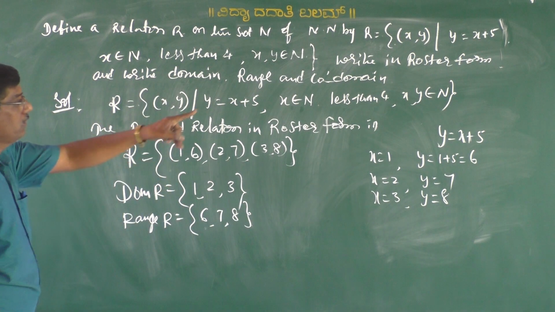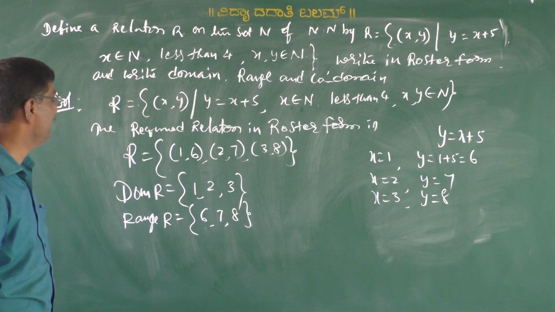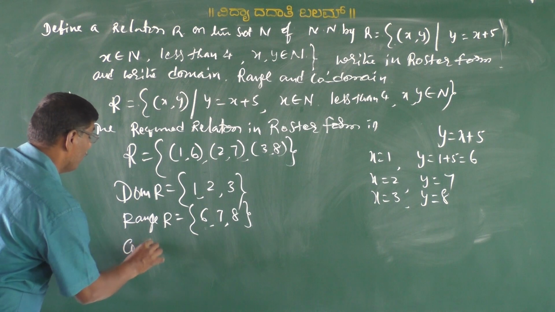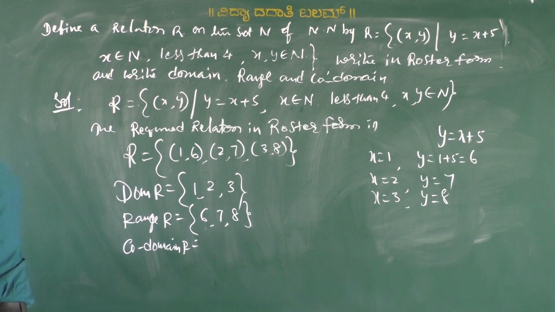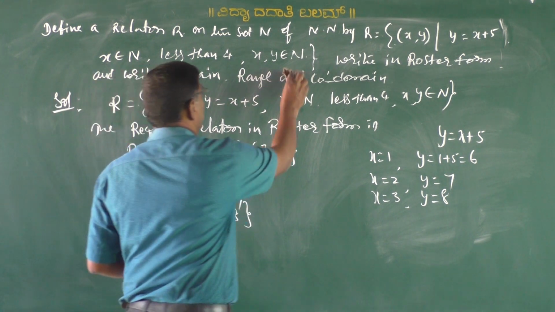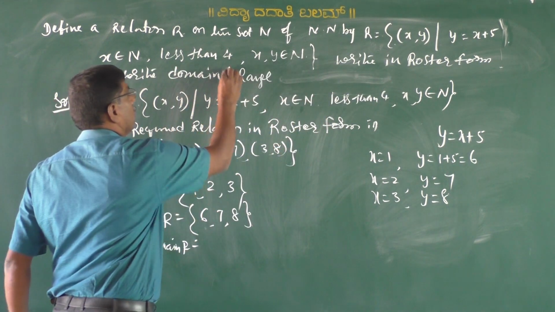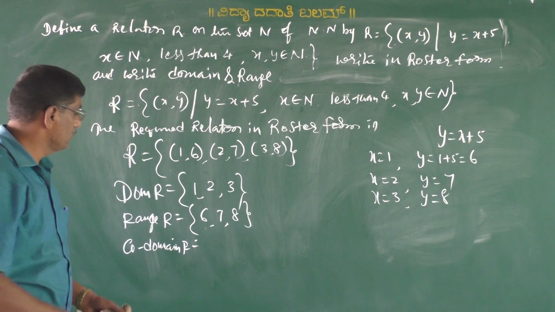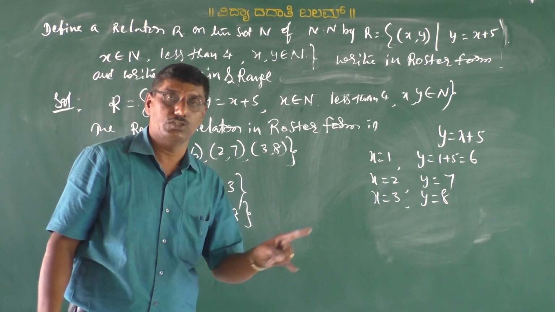The last one is the codomain. Here, though, the problem asks us to write down only the domain and range. In this problem we ask only, my dear students, for the domain and range, not the codomain. That's all. Are you understood?